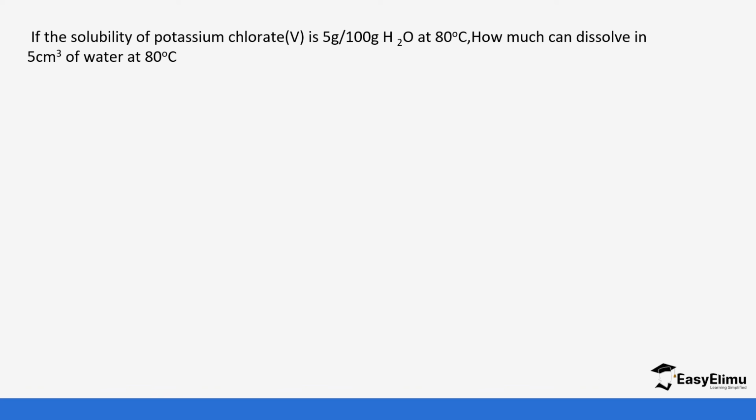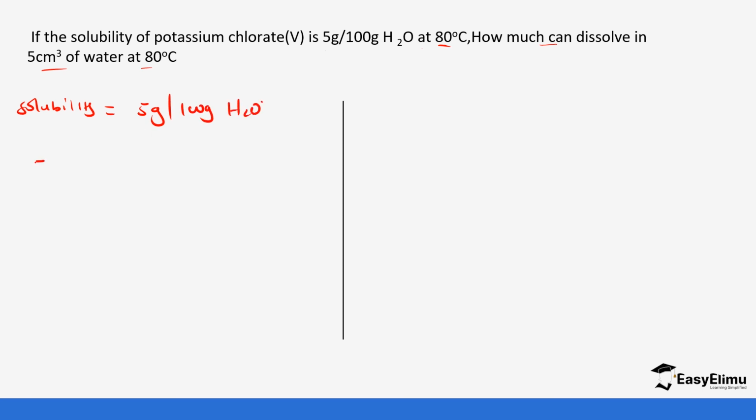So another question. If the solubility of potassium chlorate is 5 grams in 100 grams of water at 80 degrees Celsius, how much can dissolve in 5 centimeters cubed of water? Now this is like going in the opposite direction. So we have the solubility, which is 5 grams per 100 grams of water.